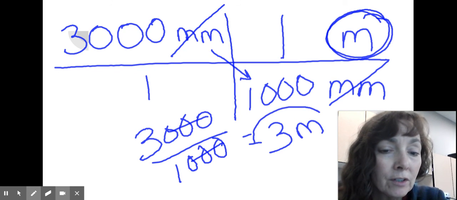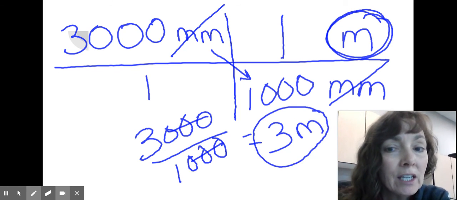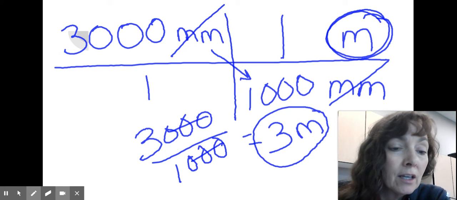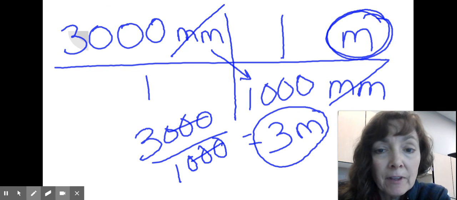So that's how you do a dimensional analysis. You can do great big ones that involve more than one unit conversion, but this is the basic setup.